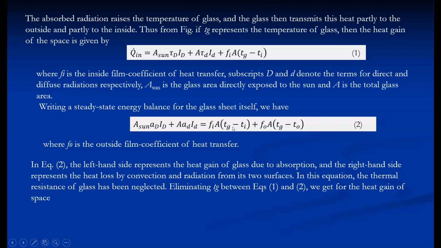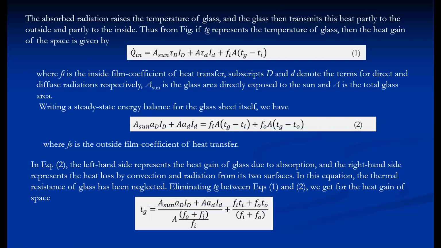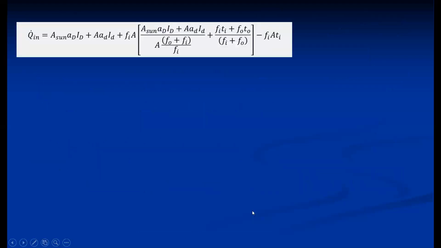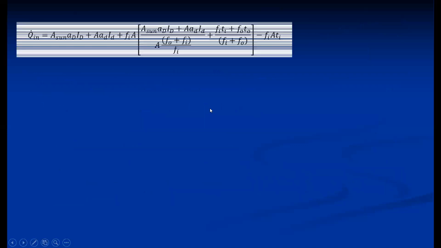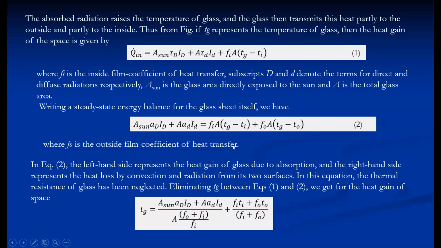So we have to eliminate Tg from both equations, equation 1 and 2. So we resolve equation 2 and develop an equation for Tg in terms of the other parameters. Rearranging equation 2, we get this equation. Now we can put this Tg equation in equation 1 and rearrange.